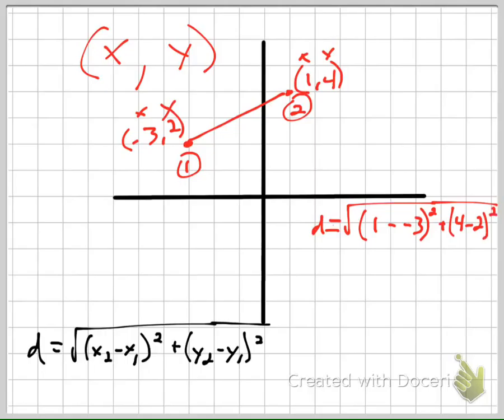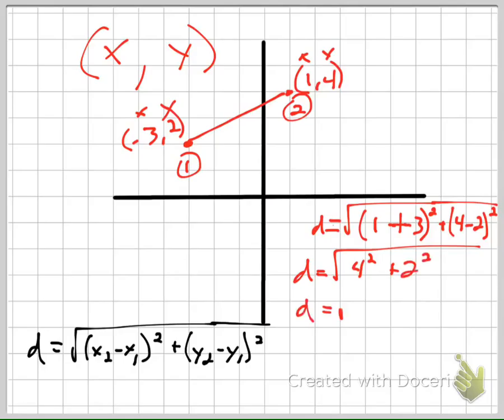Okay, let's do it again. D equals the square root of, what is 1? Okay, you see that? The two negatives touching should instantly make you go, oh, right, that's plus. Right, Jay? Plus, so what is 1 plus 3? 4 squared. Plus, what is 4 minus 2? 2. Plus 2 squared. Rewrite it.